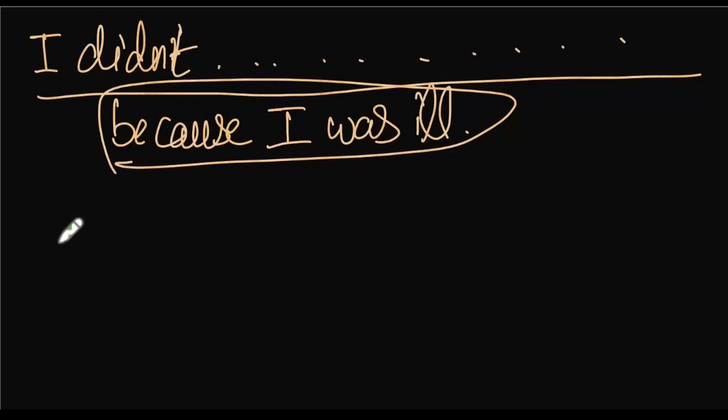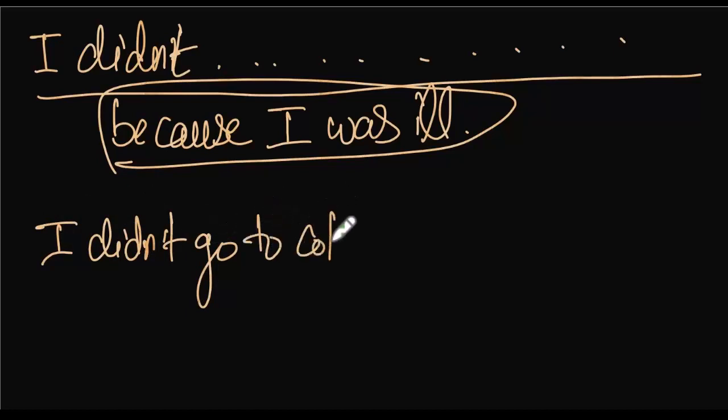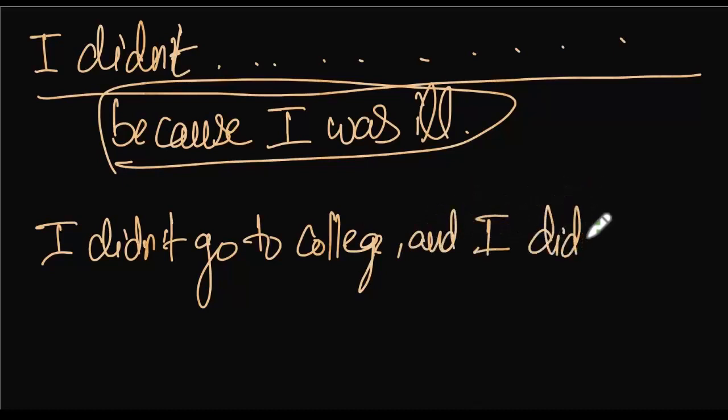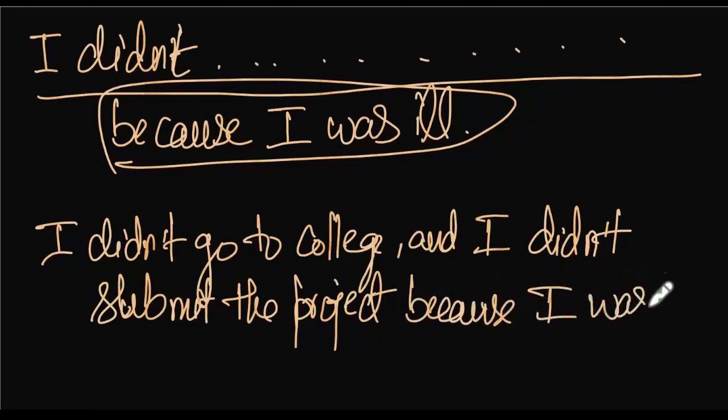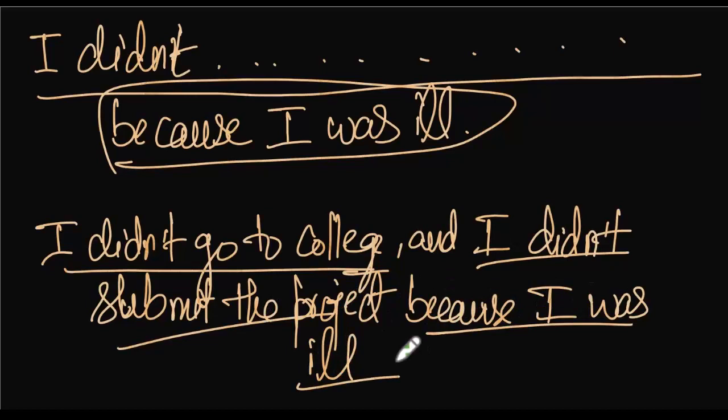So I can say, I didn't go to college, and I didn't submit the project. So I'm changing the compound predicate into two different clauses, right? So this is a compound sentence here, right? Two independent clauses. Now let's make it compound complex. Because I was ill. So now it has two independent clauses and one dependent clause. It becomes a compound complex sentence.